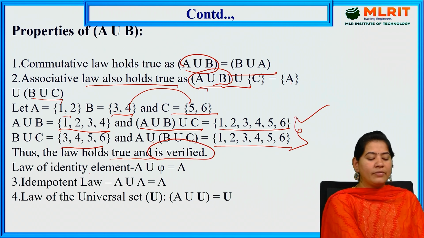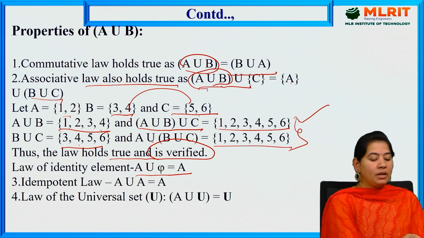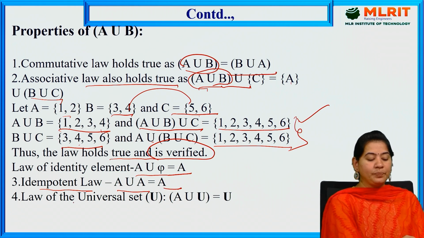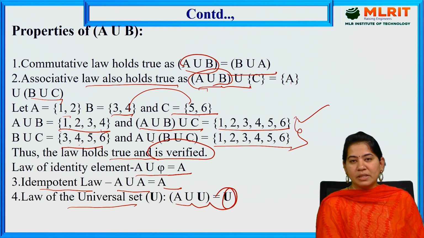Now we also have identity elements, like A union phi is equal to A. Now here the idempotent law. A union A is always equal to A. A and A is always equal to A, A or A is equal to A, like that. Then the law of the universal set. A union with the universal set is always equal to the universal set only.